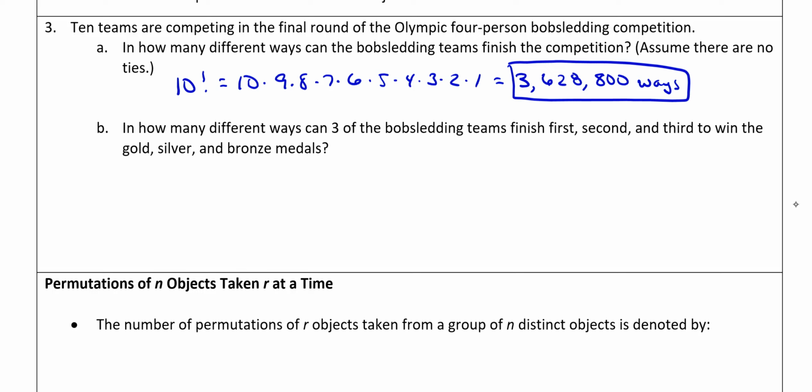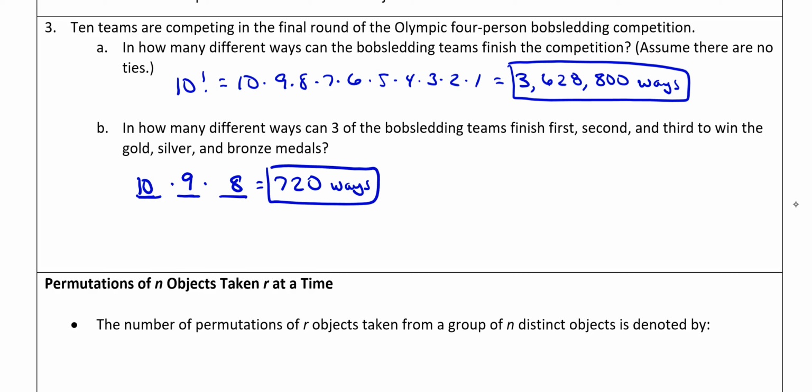We're working with 3 specific places. So if we think about our counting principle, we're looking for the different ways for 3 specific teams. There are 10 teams that could finish first, 9 that could finish second, because the first team's already first, and 8 that could finish third. So 10 times 9 times 8 is 720 ways. That would be the number of ways that those teams could finish first, second, and third.